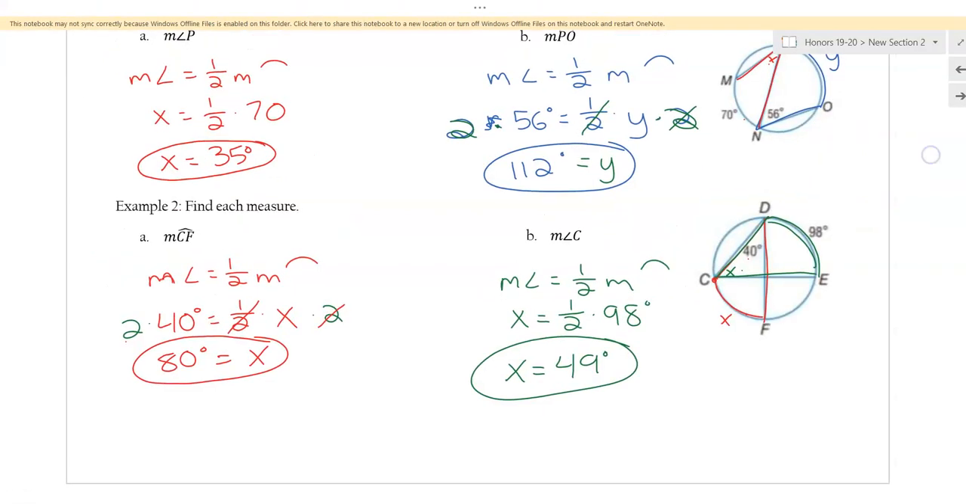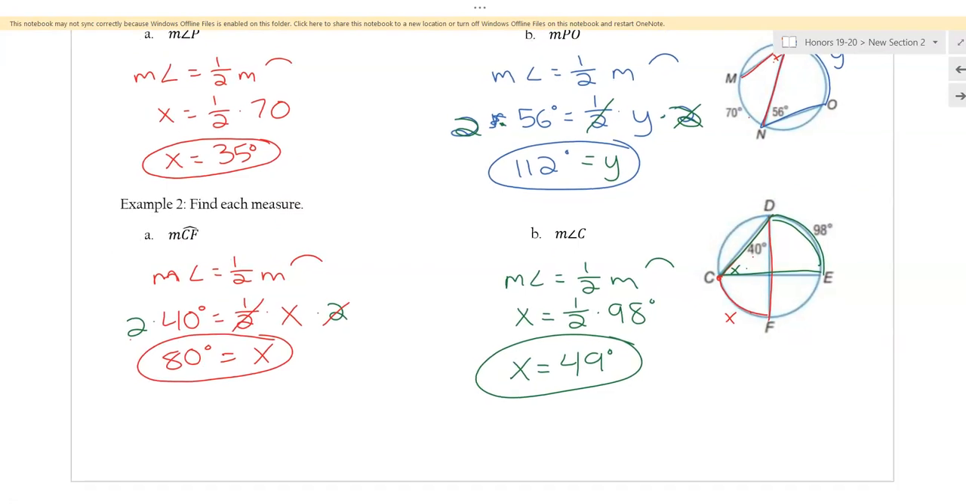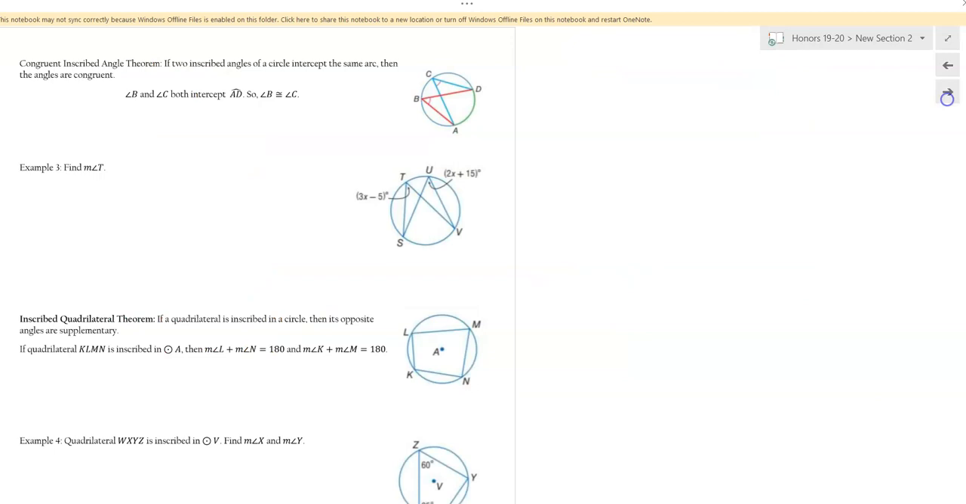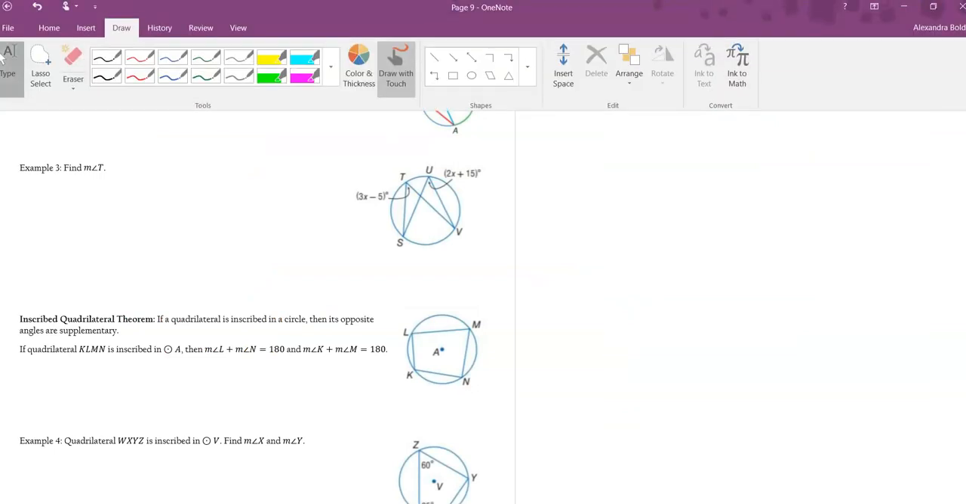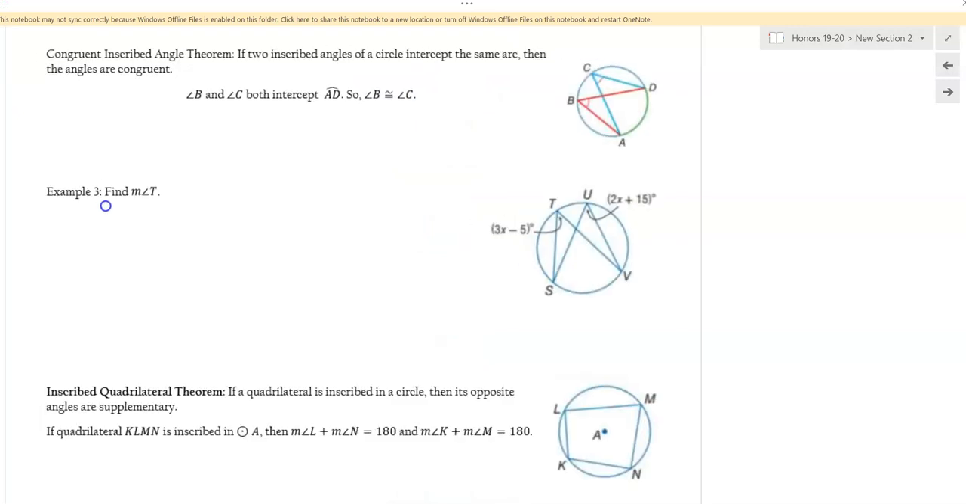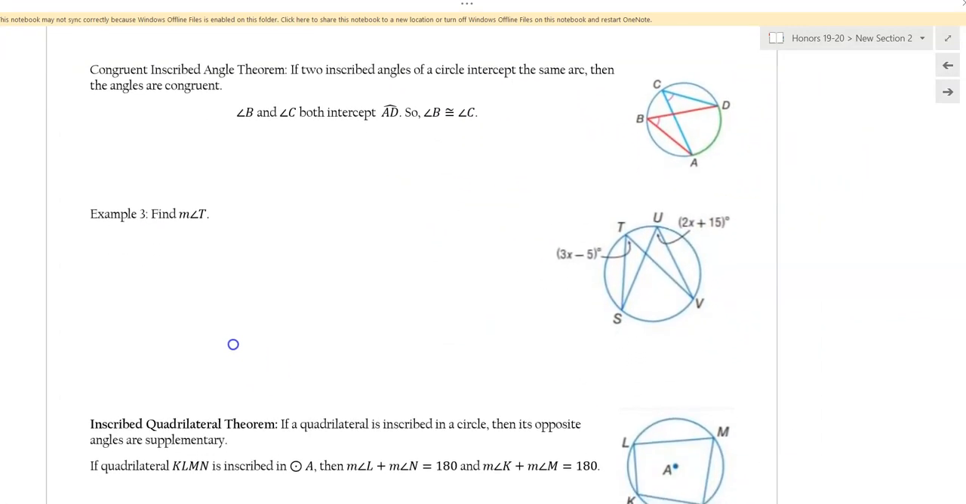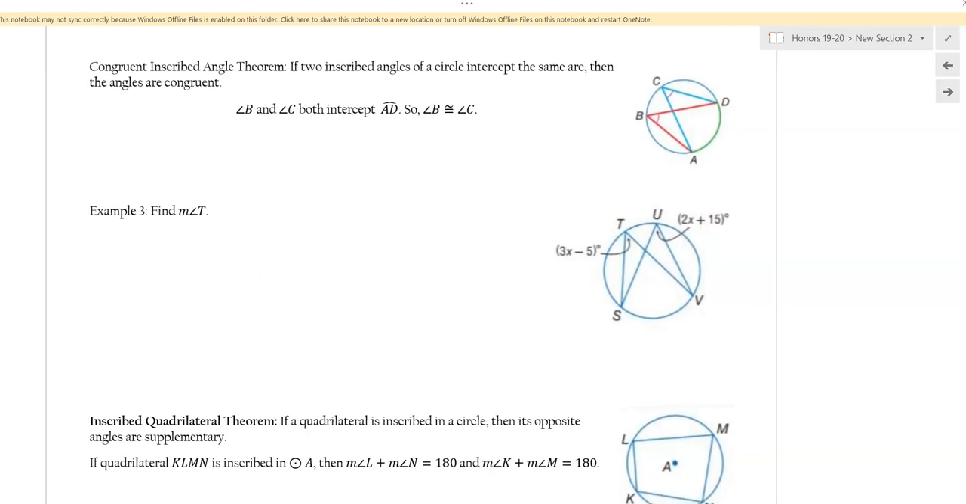Okay, let's look at our next theorem. Our congruent inscribed angle theorem: if two inscribed angles of a circle intersect the same arc, then the angles are congruent.